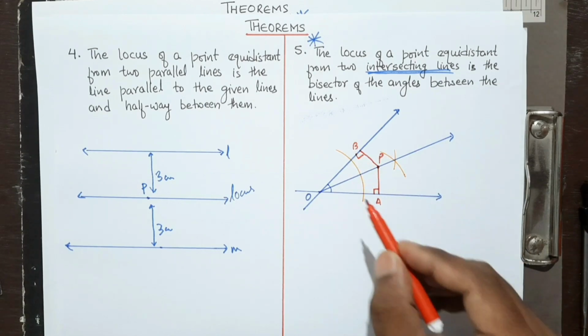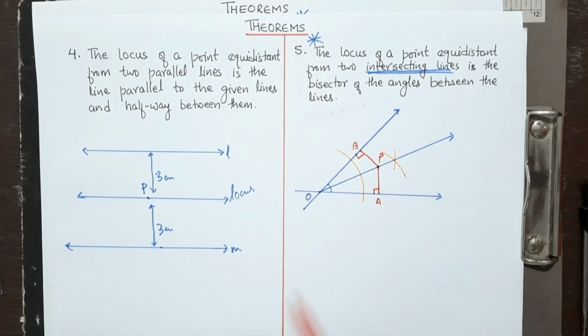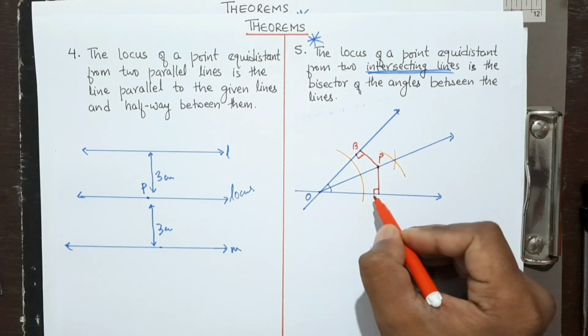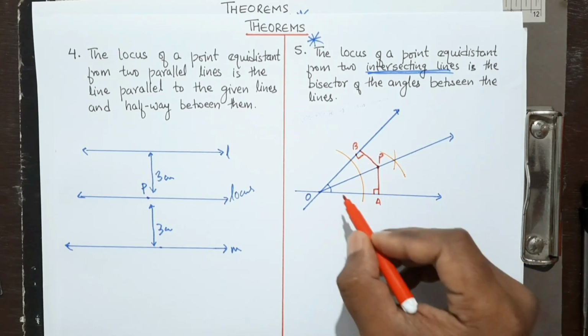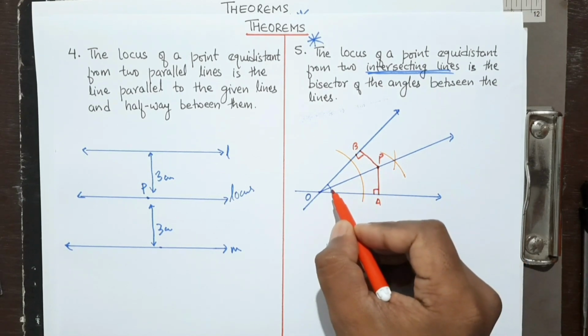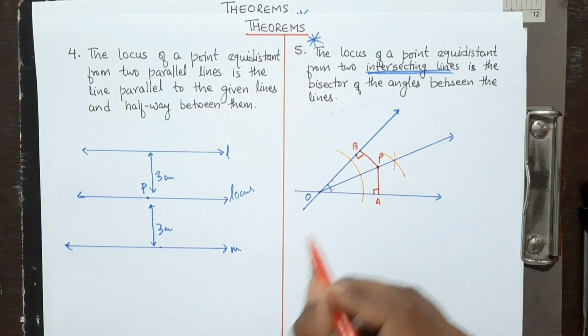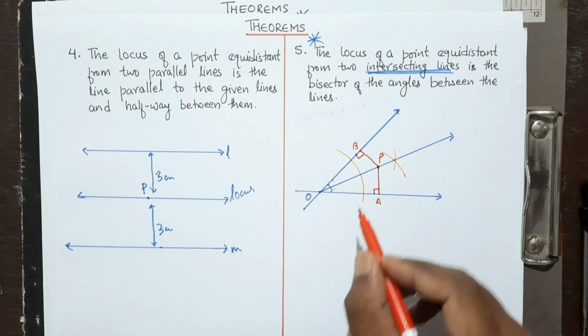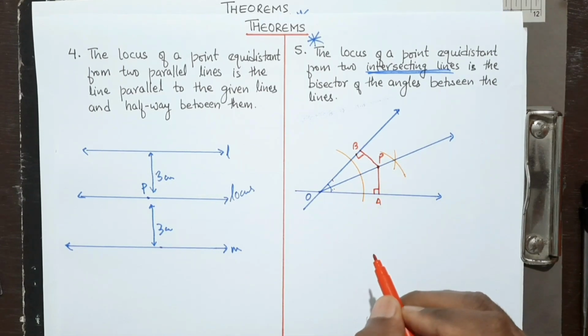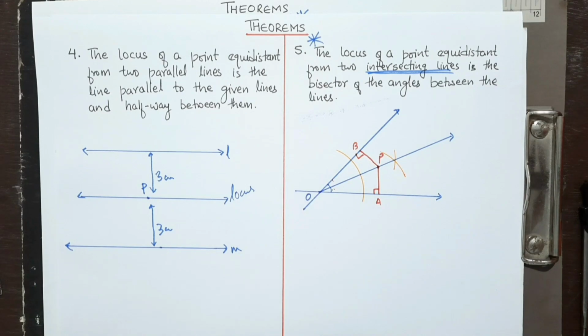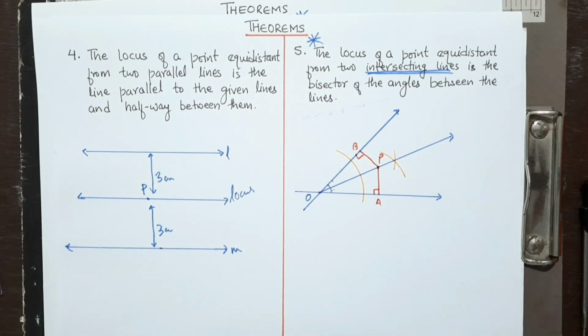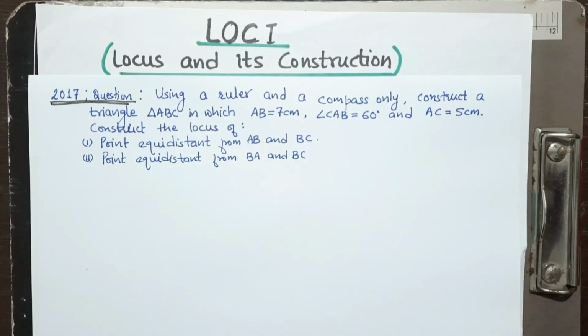Now we can easily prove these two triangles, POA and POB, are congruent. How? The angles at A and B are both 90 degrees. One, this side OP is common. Two, these two angles are equal, since OP is an angle bisector. Once these two triangles are congruent, by CPCT, PA and PB are equal. So these are all theorems in the chapter Loci. Now we are going to solve a few questions.